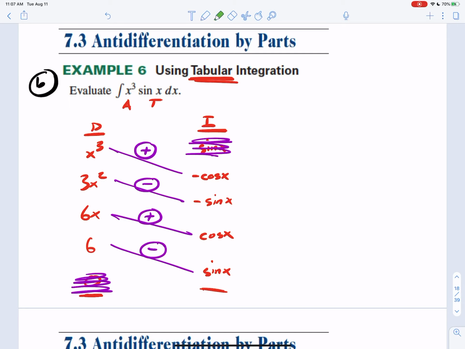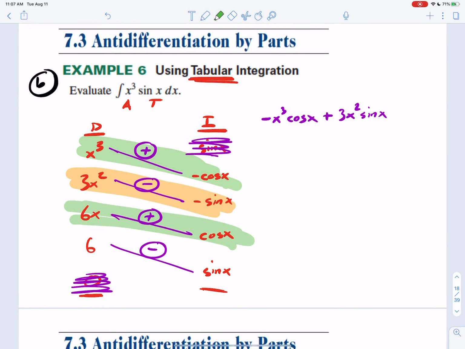Okay, so if we look at the first pairing, it's multiplied by a positive, but cosine is negative. So overall, we have negative x cubed cosine x. Our next one will be multiplied by a negative, but there's also a negative in the sign, so that'll turn that into a positive 3x squared sine x. Okay, the next one here will be multiplied by a positive, but everything is positive here, so that makes it easier. Plus 6x cosine x. And the last one is going to be negative 6 sine x. Don't forget your plus c.